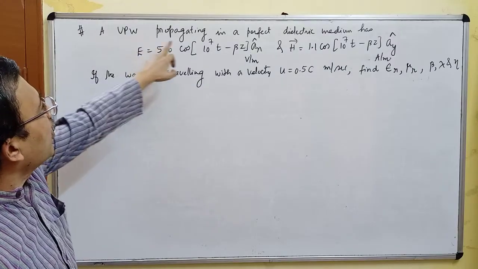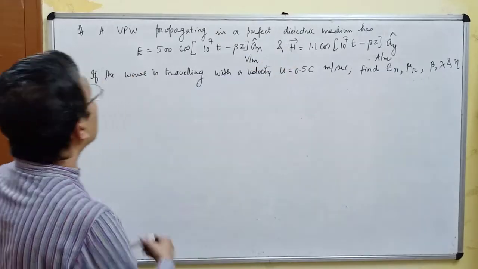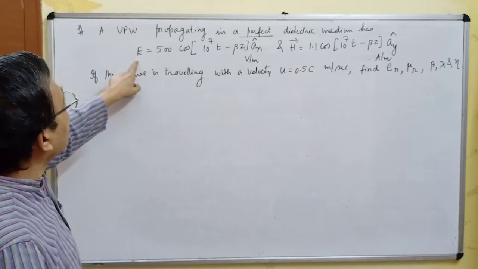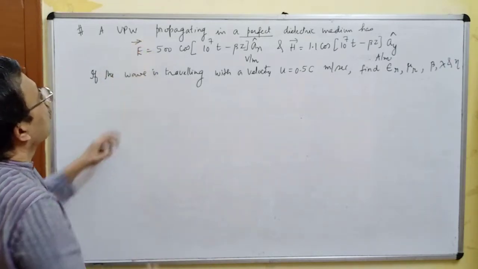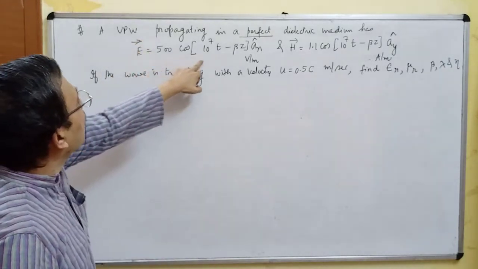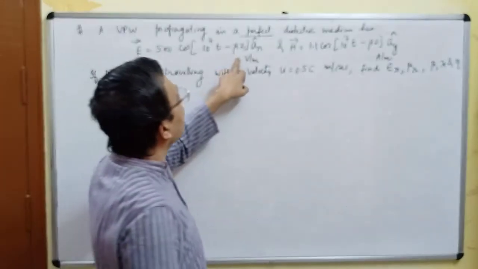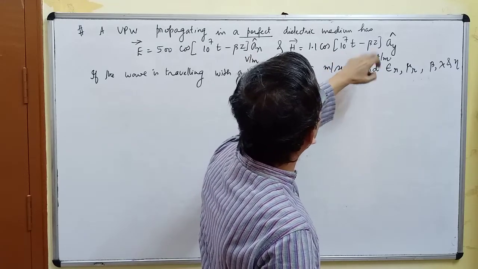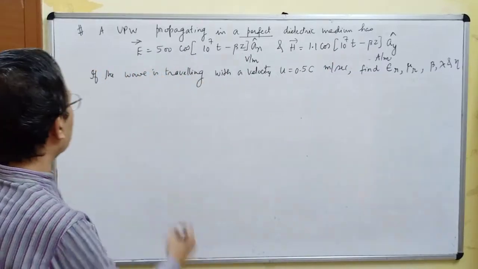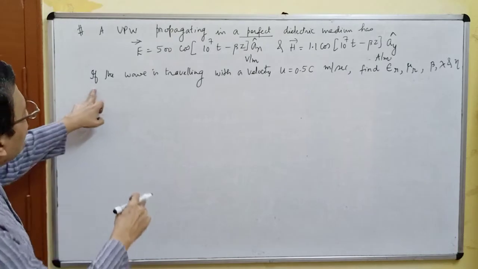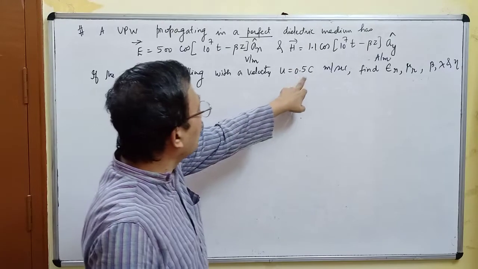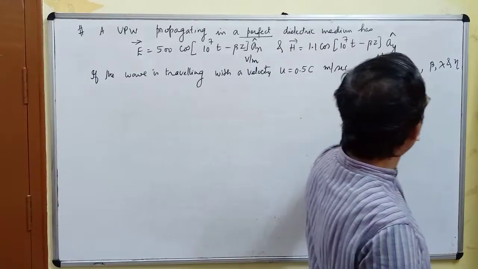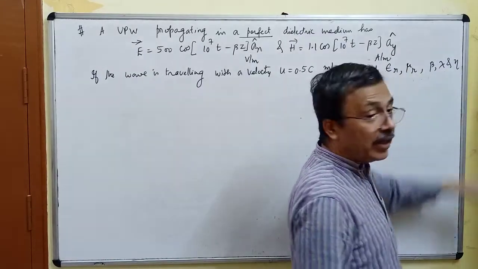A uniform plane wave propagating in a perfect dielectric medium. Perfect is a very important word, it means lossless. It has vector E equal to 500 cos of 10 to the power 7 into t minus beta z. Vector H is equal to 1.1 cos of 10 to the power 7 into t minus beta z. Now the solution. Before that, if the wave is traveling with a velocity u equal to 0.5 times the velocity of light, find epsilon r, mu r, beta, lambda and eta.